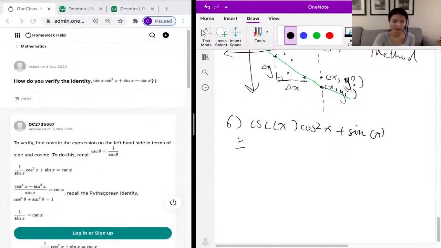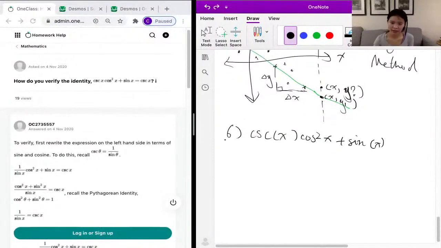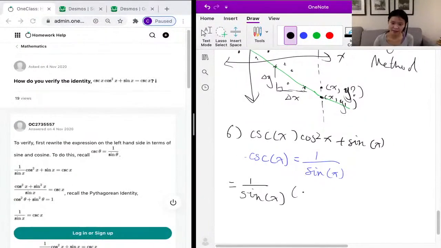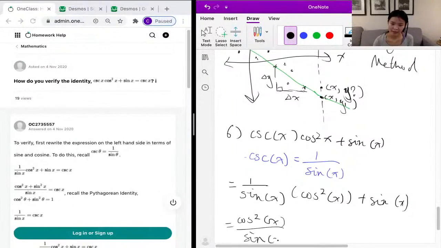Again, just based on the identity we talked about before, we know that cosecant of x is 1 over sin of x, so this can be simplified. Now let's write the cosecant of x as 1 over sin of x in the equation. So now we have 1 over sin of x times cos squared of x plus sin x. Next, let's move cos squared x on top of the sin x, so we have the same equation as the following.